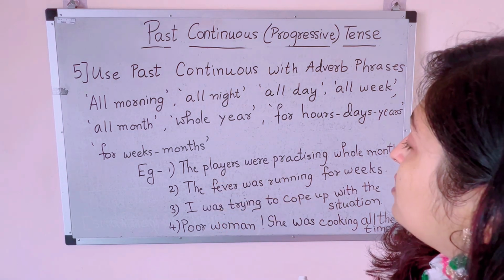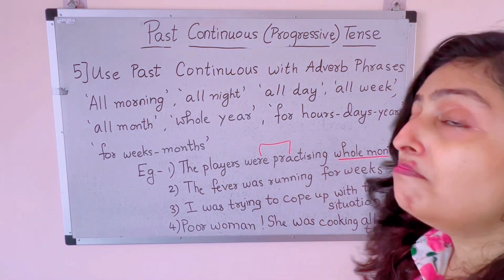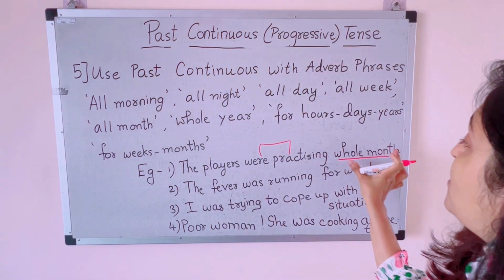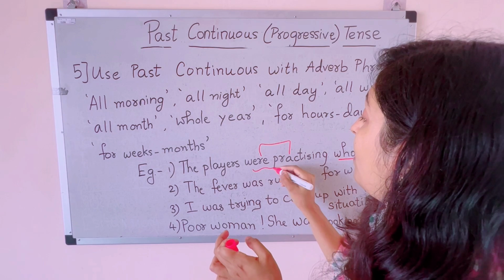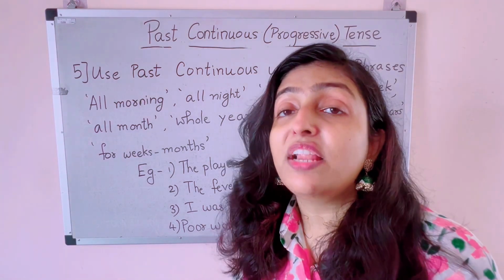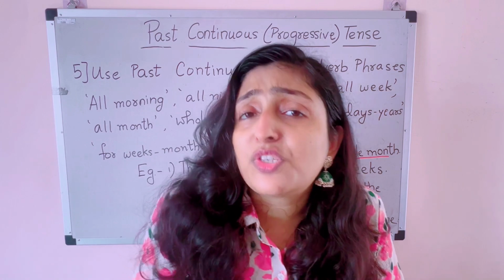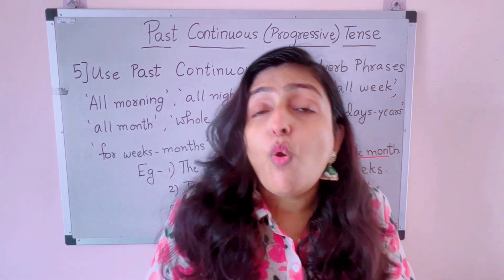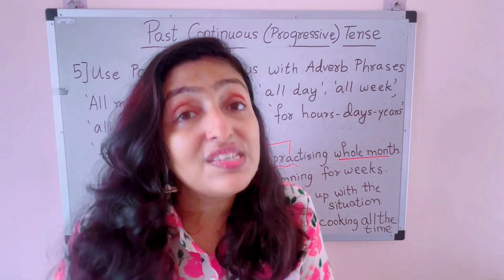The players were practicing whole month. This is an adverb phrase and this is in past continuous tense. So recently someone asked the cricket coach, oh, your team won, how did they win, what was the reason for their win?